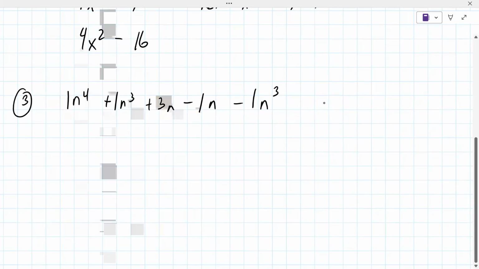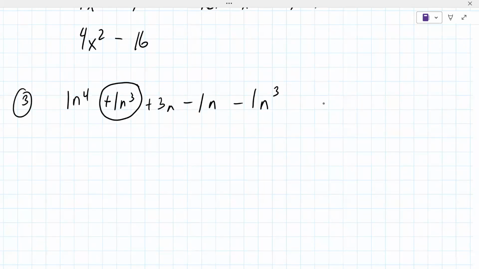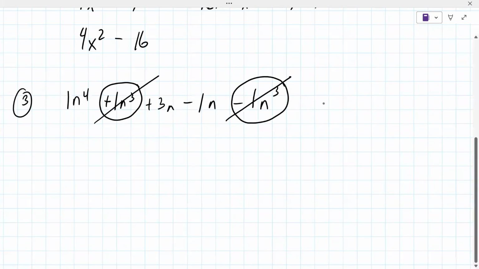Now you're doing the right thing here where you're circling terms. You're saying, okay, positive 1n cubed minus 1n cubed, those cancel out. Okay, so now what? Zero. Some students, once they've consumed a term, cross them out so they know they don't have to look at them anymore.